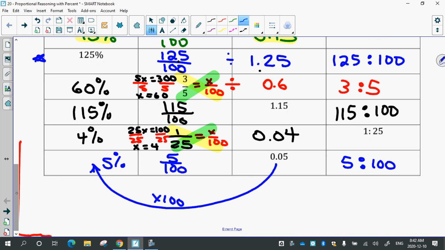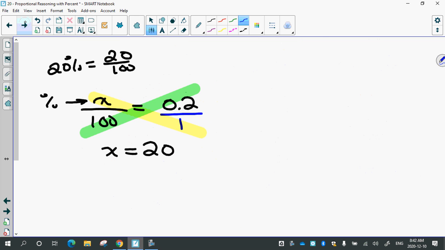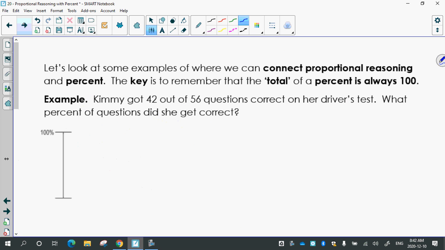Okay, so now we're just going to go to our problem solving. We're always going to use this graphic organizer, which is going to help us make our proportion. Once we fill it out, that's going to tell us our proportion, and the questions are going to become really easy.